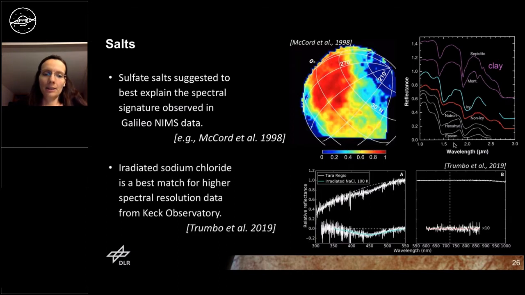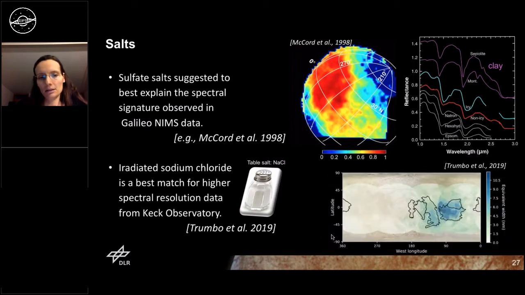Now, a more recent study has found indications that irradiated sodium chloride is the best match for higher resolution data from Keck Observatory. And you see here the observations and the measured spectra in the laboratory. And what's interesting here, so sodium chloride is basically table salt. And what's interesting here is that this spectral data has been observed in a young region that is also associated with this chaos terrain, and it might be indicative of an endogenous origin of this salt that we observe at the surface.